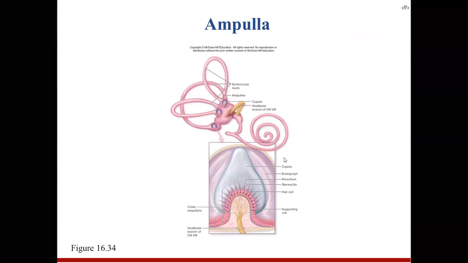So here are the ampulla, and this is just trying to show you what they look like. They're going to be at the base of these semicircular canals, and there's endolymph in these semicircular canals. This is the little cupula thing. Here's the cupula, it's blue. Here's endolymph, the fluid that's in there. There's the long hair, the stereocilia, and then there are supporting cells in there.